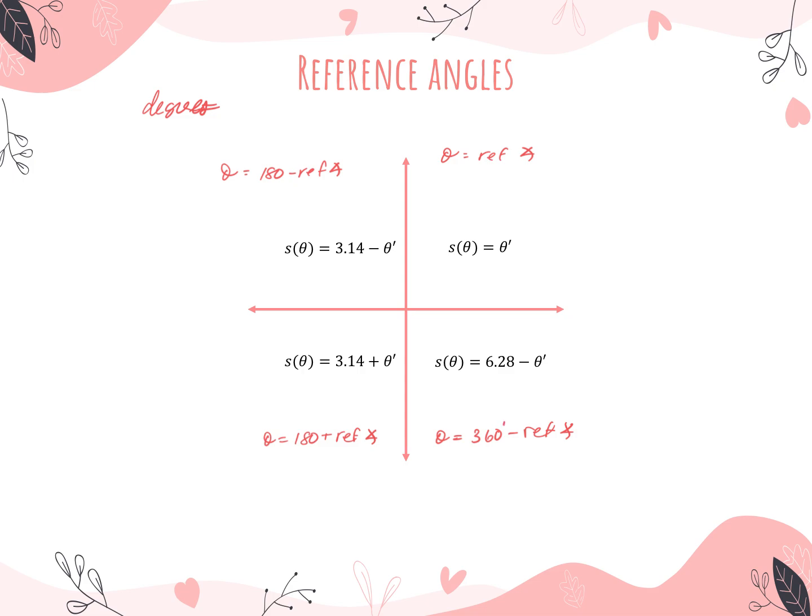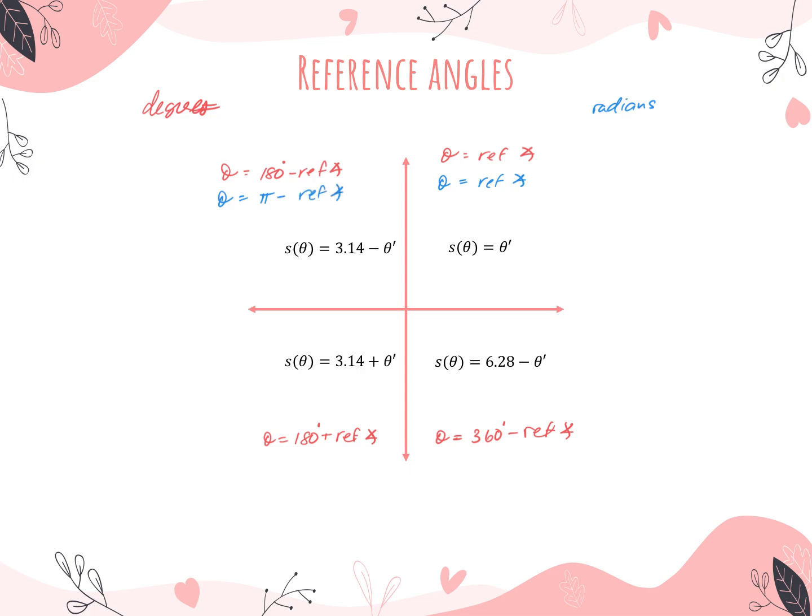Now, this was in degrees. This is how we found the reference angle in each quadrant. Now, if we're talking about radians, then we know that theta in radians is going to be the reference angle. In quadrant 2, it's going to be pi minus the reference angle.